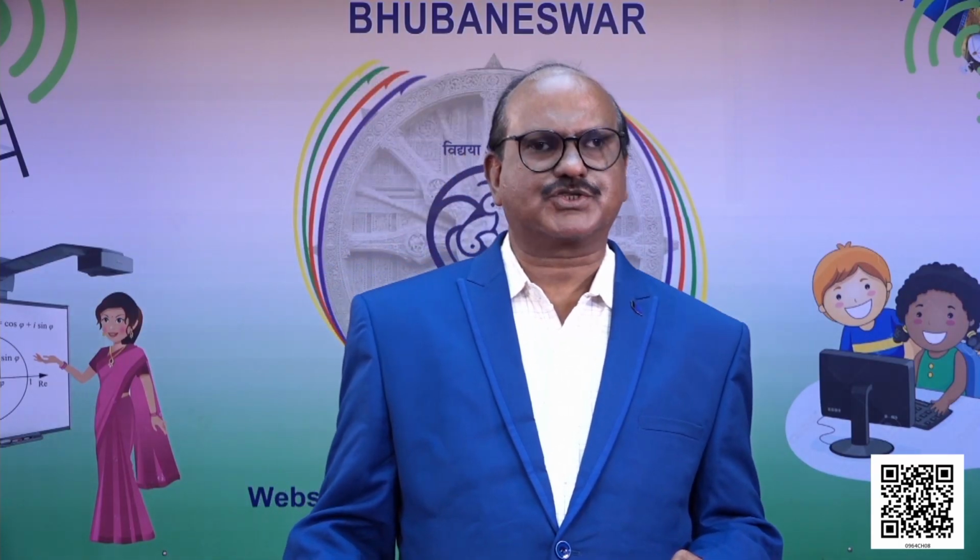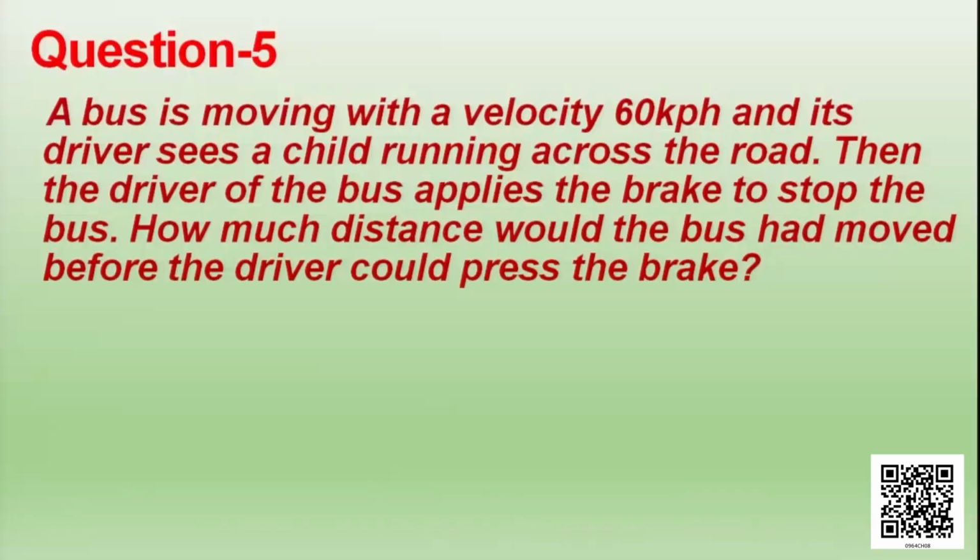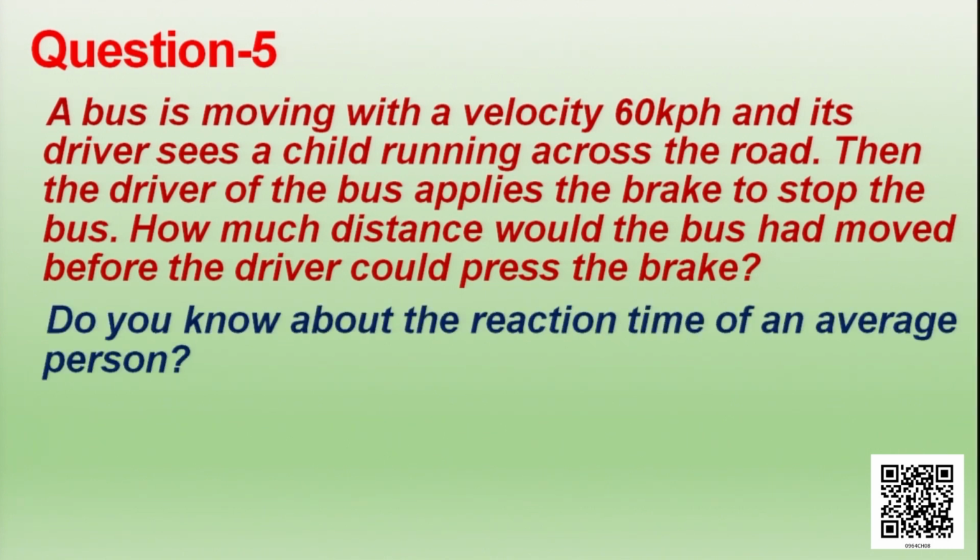See the fifth question. In this question, a bus is moving with a velocity of 60 km per hour, and the driver sees a child running across the road. Then the driver of the bus applies the brake to stop the bus, because the child is crossing the road. By chance an accident would be there. That's why the driver wanted to stop the bus. Now, how much distance would the bus move before the driver could press the brake?